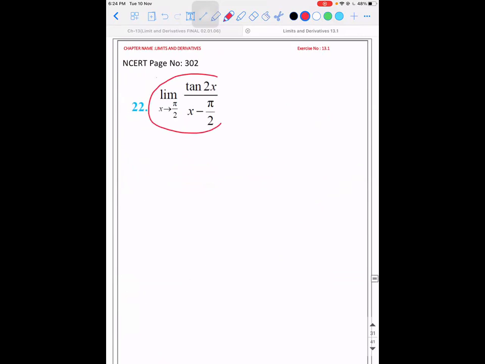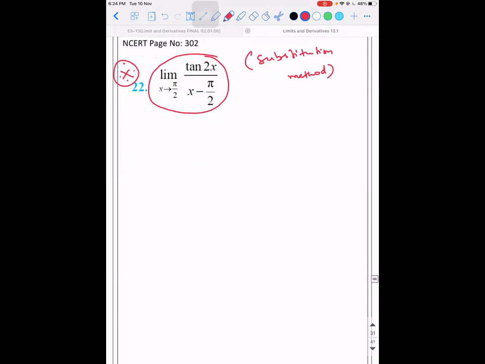So limit x tends to pi by 2, tan 2x into x minus pi by 2. Mark it as important. I'm going to solve this problem using the substitution method. When x is tending to pi by 2, can I say x minus pi by 2 tends to 0? I brought pi by 2 to the left-hand side, so x minus pi by 2 tends to 0. The reason I'm doing this is because I have x minus pi by 2 here. So put x minus pi by 2 as y.